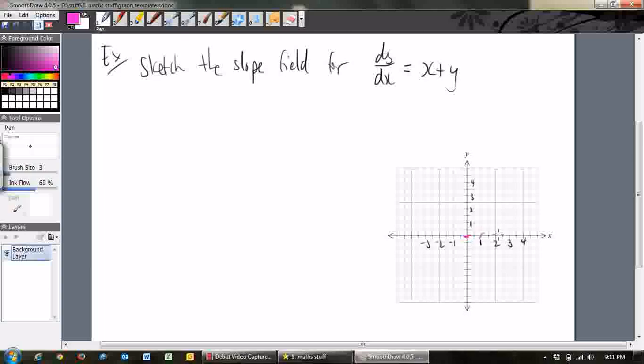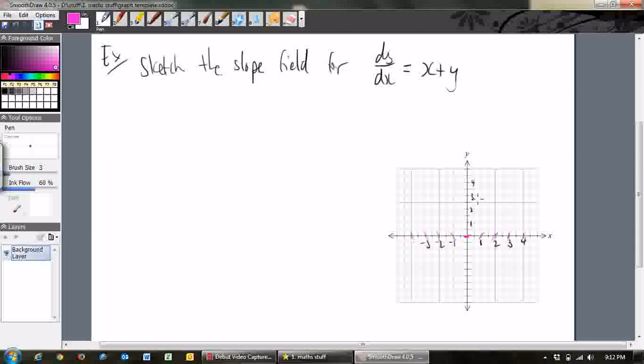How about at (2, 0)? You're going to get a gradient of 2, so it's going to be pretty steep, and you can see what's happening. It's just getting steeper and steeper as we go across. How about (-1, 0)? Well, it's going to be a gradient of -1. At (-2, 0), it's going to be steep, steeper, etc. So there are all those points there. And depending on the question, usually it just gets you to do a handful of these in an exam or something like that. But let's do another one.